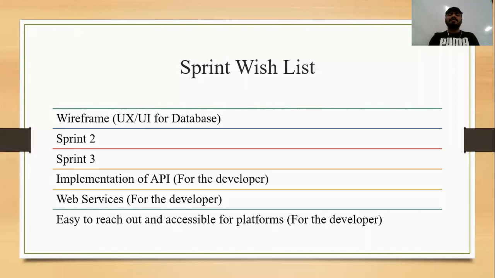Here is a sprint wish list, which we are going to cover for this term and for the software engineers for next term as well. First we will cover the wireframe, just for the output of the database, and then Sprints 2 and 3 respectively. The implementation of the API, the web services and the platform is for the developer, which they cover by our process modeling and requirements.